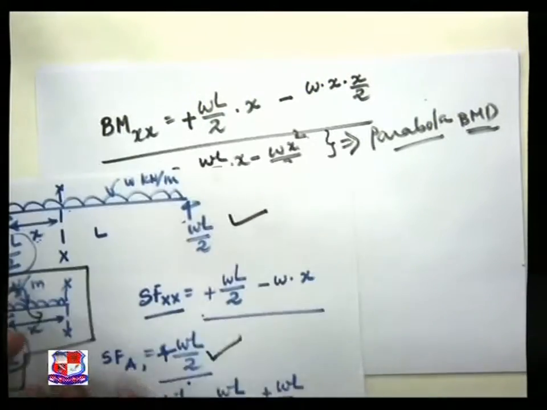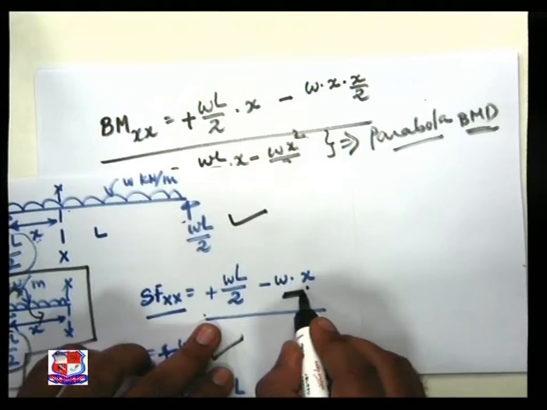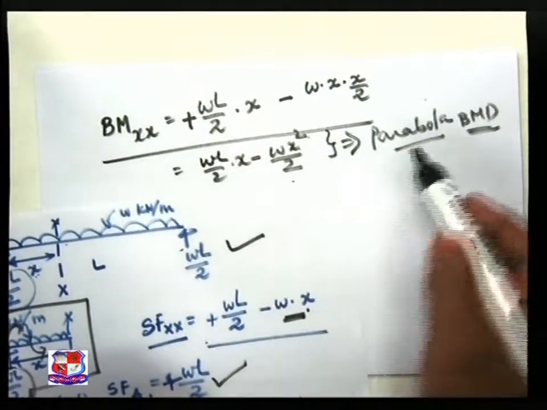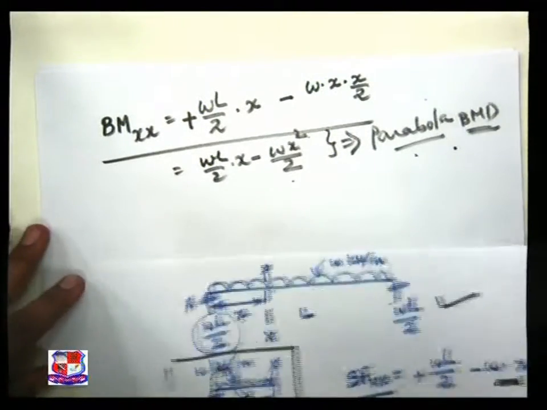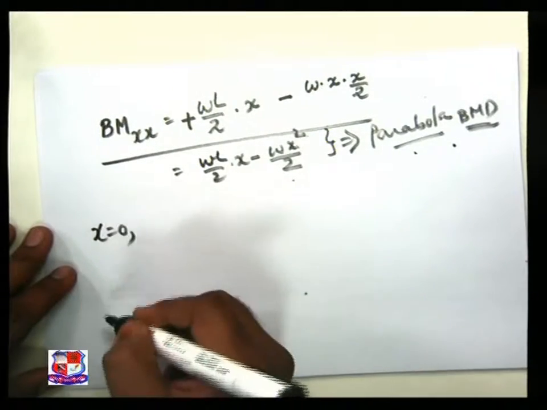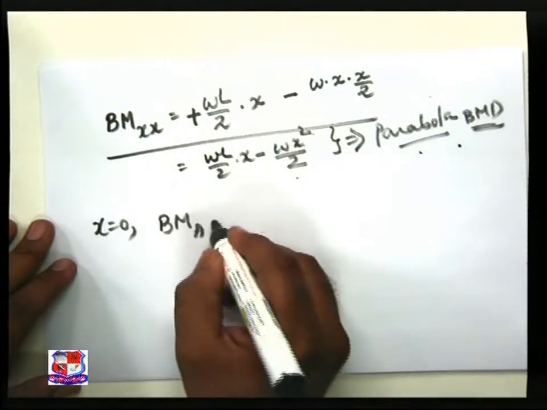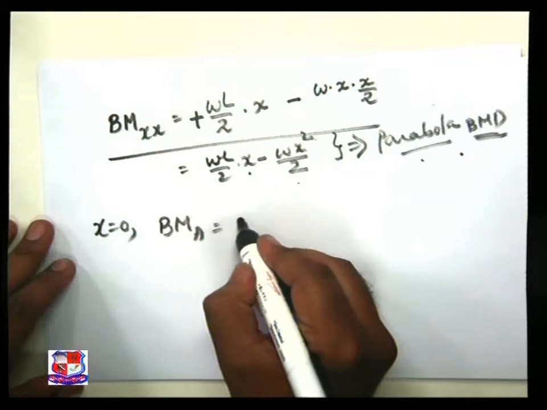See over here, the term with only X is the inclined straight line. Here the term X square by 2 is the parabola. Let us find out the value of bending moment at various points. Let X is equal to 0. Bending moment at A is equal to, X is over here, my BM is 0.